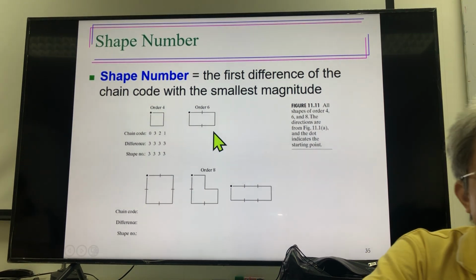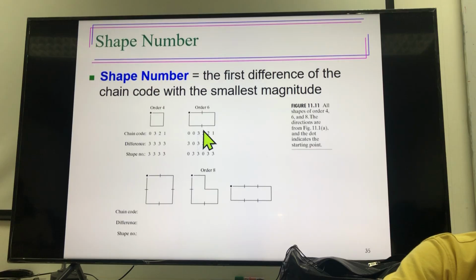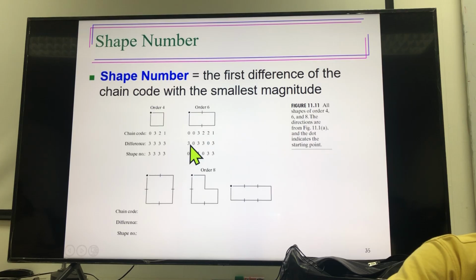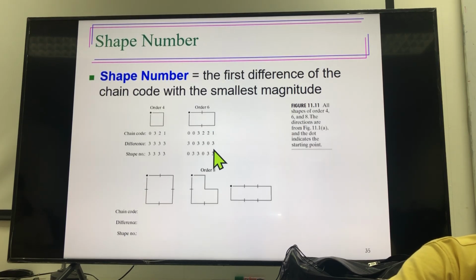Okay, what you get for this one is 0, 0, 3, 2, 2, 1. The first difference is 0 from 0 to 0, from 0 to 0 is 0, right? 0 to 3 is 3, 3 to 2 is 3, 2 to 2 is 0, and 2 to 1 is 3, and 1 to 0 is 3. And then you pick the smallest magnitude, which is 0, 3, 3, 0, 3, 3.